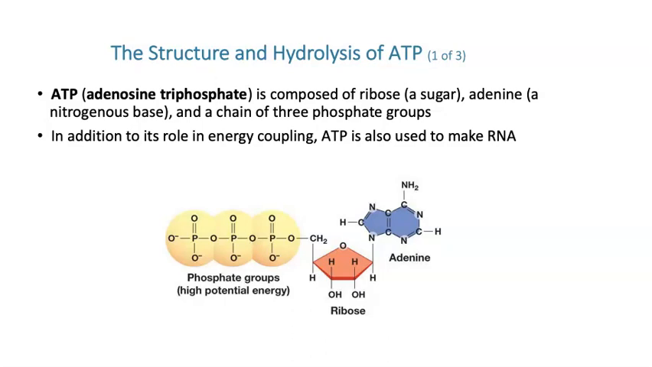Those phosphate groups hanging off the end there have a lot of potential energy, like high potential energy. In addition, ATP is used to make RNA, and we're being really specific here about RNA because adenine can be found in DNA and RNA, but ribose is only found in RNA. Ribonucleic acid is named after that sugar ribose there. So this can also be used to build RNA.